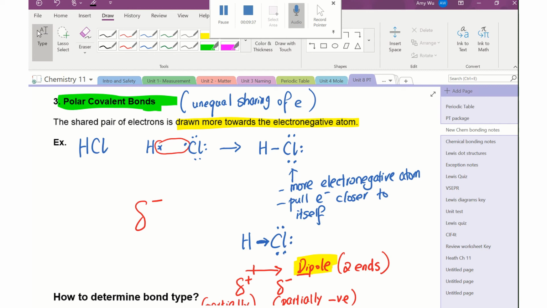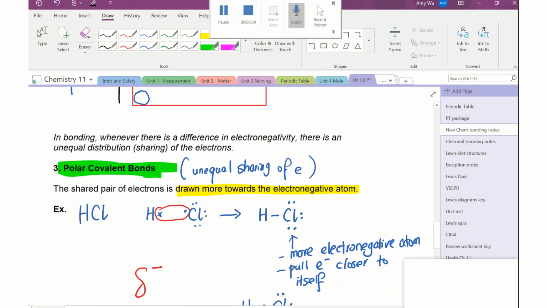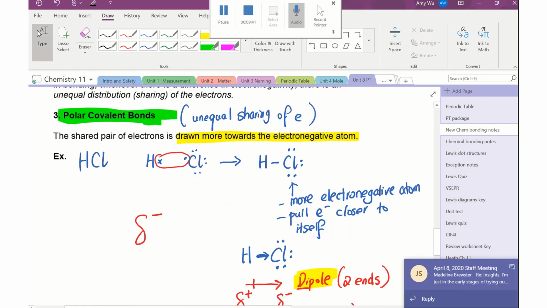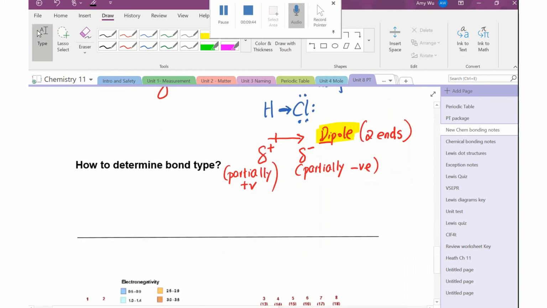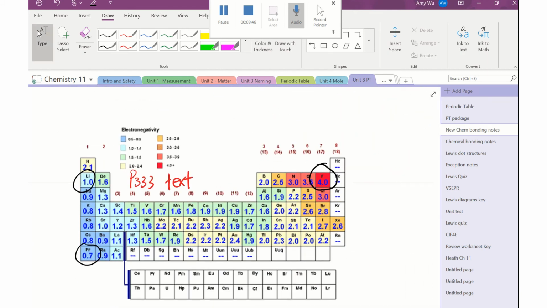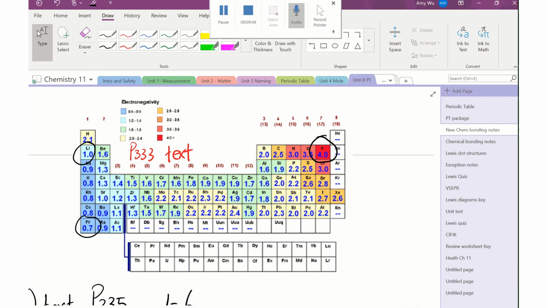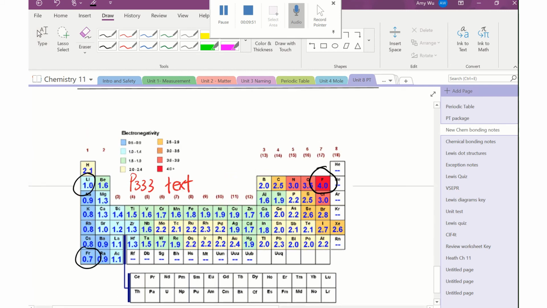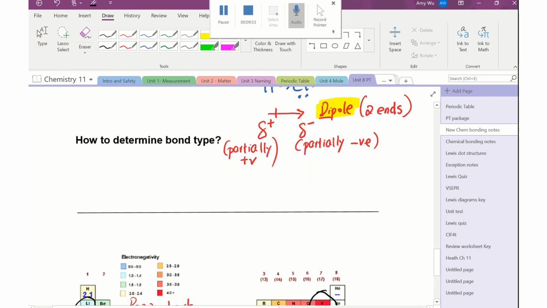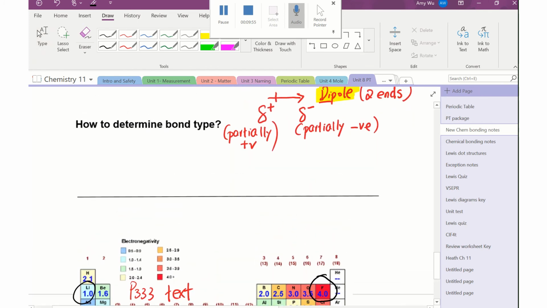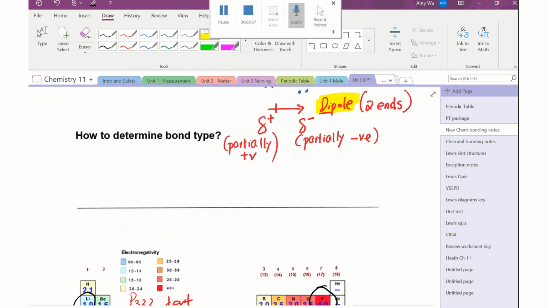So, three kinds of bonds, and now there's actually a mathematical way to calculate it, as you may expect, because there's a number assigned to all the elements. So how do we determine the bond type? There are three types. We have a scale from 0 to 4, so one end is 0 and the other end is 4.